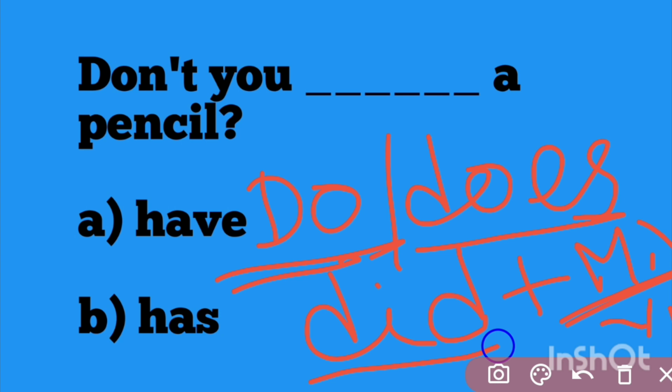Friends, here you can see this is the auxiliary verb. So obviously we cannot use another auxiliary. We have to use the main verb here. And here we have to choose between have or has. So whatever form we use, that will be the main verb. And have is the base form of this verb. Actually, have is the plural form and has is the singular form.